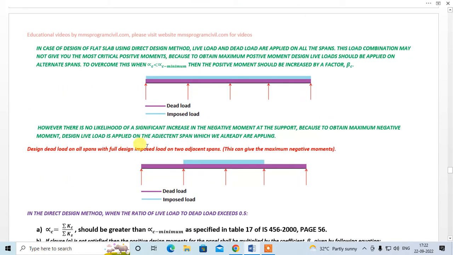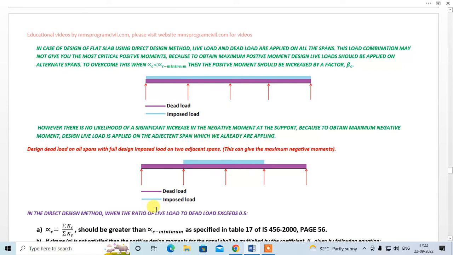Fine. So the question arises in our mind: is there any factor to be multiplied with the negative moment? Okay, no, there is no factor that is to be multiplied with the negative moment. Negative moment need not be increased, because there is no likelihood of significant increase in negative moment at the support, because to obtain maximum negative moment, design live load is applied on the adjacent span which we are already applying.